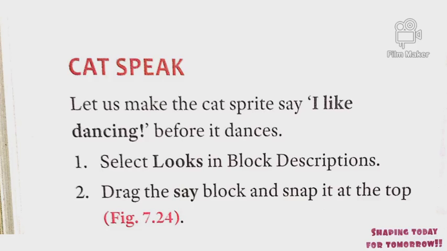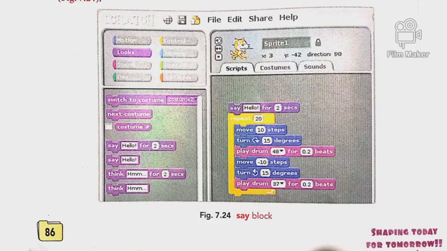Now point number 1, select looks in block description. So students, again you have to go to the block description and this time you have to select looks. Now point number 2, drag the say block and snap it at the top. So students, you have to drag the say block and fix it at the top. Let's see figure 7.24 for this.